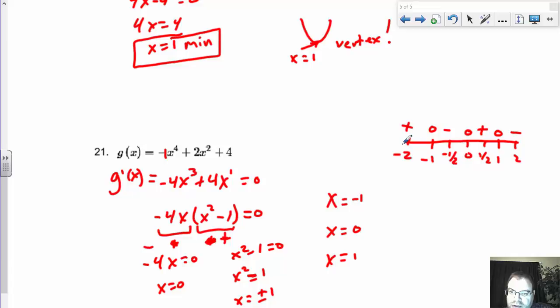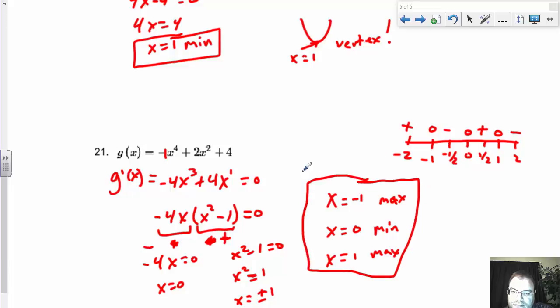So at -1, I'm going up and then down, so this is a maximum. At 0, I go first down and then up, so that is a minimum. And then at 1, I go up and then down again, so that's another max. And these are my relative extrema.